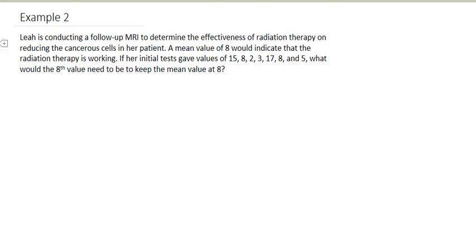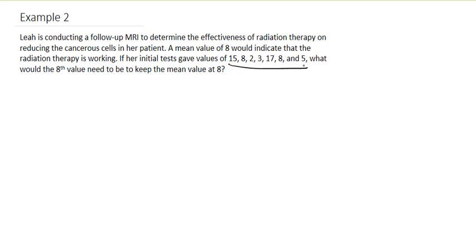Leah is conducting a follow-up MRI to determine the effectiveness of radiation therapy on reducing the cancerous cells in her patient. A mean value of 8 would indicate that radiation therapy is working. If her initial test gave the values of 15, 8, 2, 3, 17, 8, and 5, what would be the 8th value in order to keep the mean value of 8?